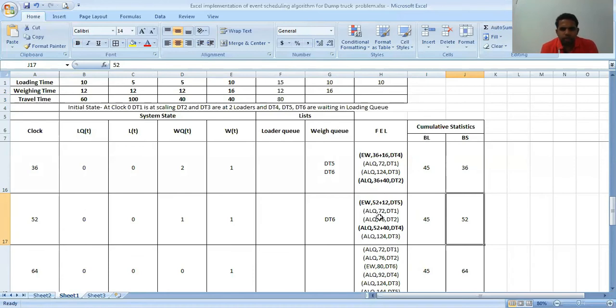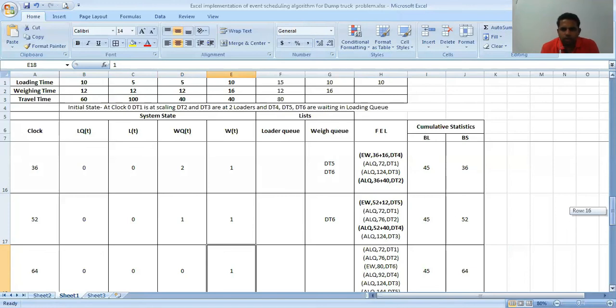Next imminent event is the end of weighing of DT5, which is going to complete at 64. So eliminating this notice from the future event list, advancing the time to 64. LQT is still remaining 0 because no dump truck has come for loading. L of T will be remaining 0 because no dump truck is getting loaded. WQT is going to be decremented to 0 as only one truck was waiting for its weighing process, that is DT6, which is going for weighing. That's the reason WT is 1.